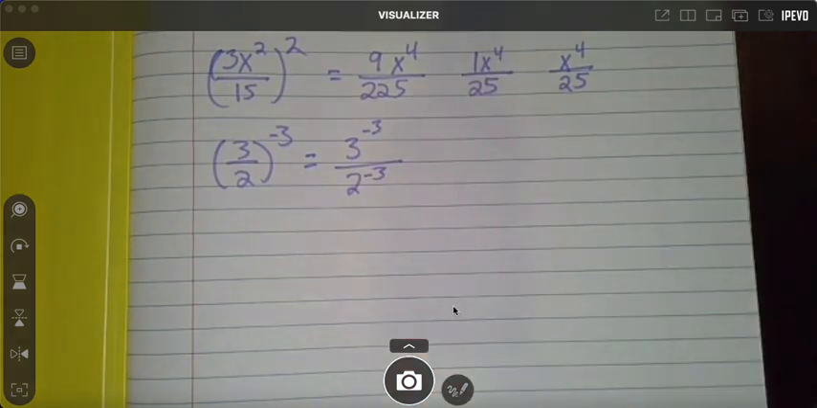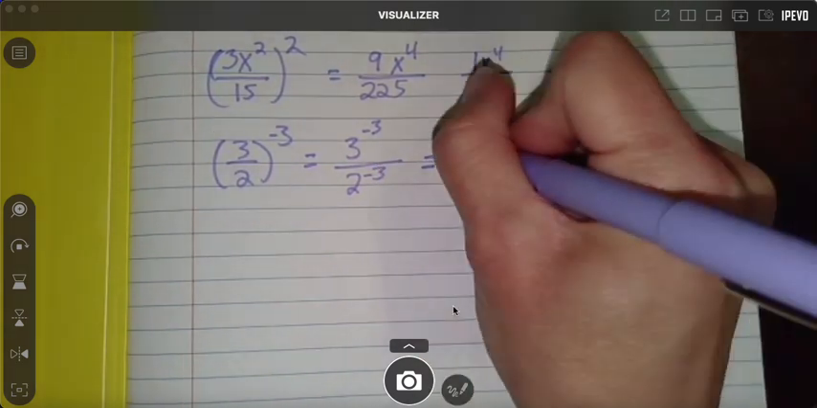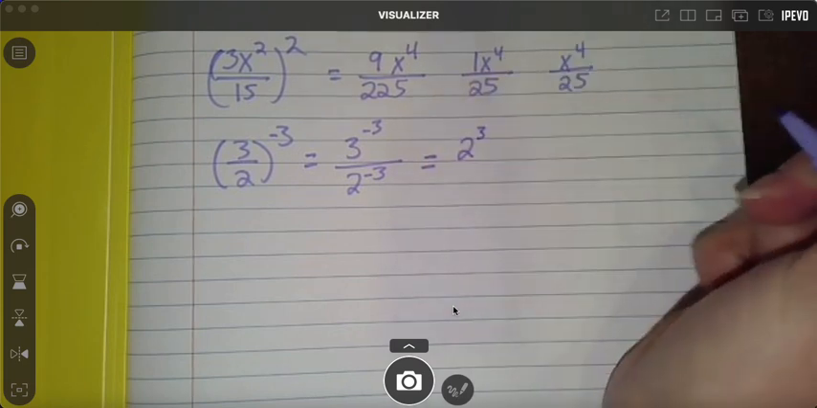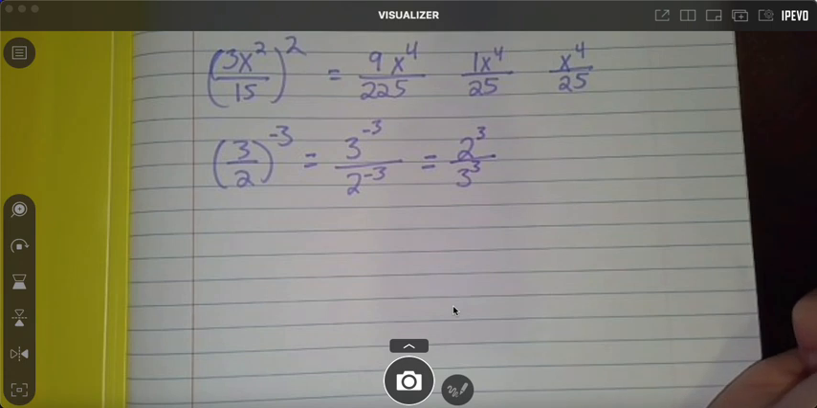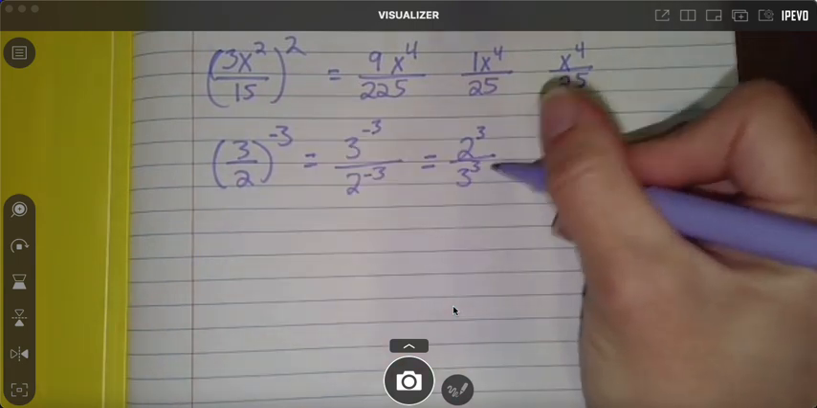What's wrong with that, though? It's negative. Yeah, we can't have negative exponents. So we have to flip it to the other side. So I get 2 to the 3rd, and then down here is 3 to the 3rd. Am I done? No. That's like that problem we did a second ago on the worksheet. We still have to work those out.